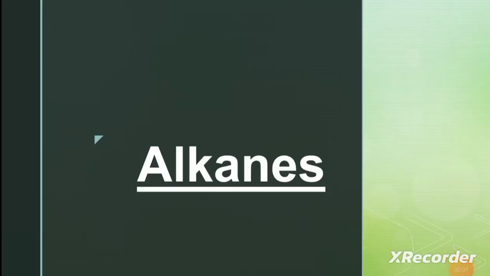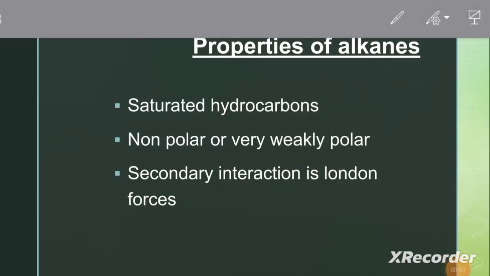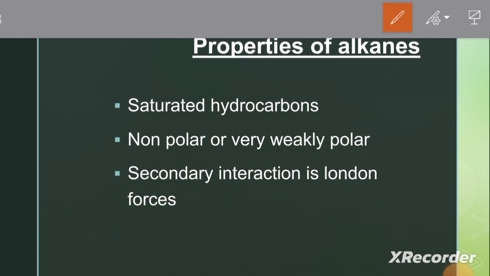Going to discuss the structure and properties of alkanes. Properties of alkanes. First of all, it is said that alkanes are saturated hydrocarbons. That means alkanes have the maximum number of hydrogen that can be bonded to a carbon atom. So we will compare an alkane and an alkene. Alkenes have double bonds between carbon and carbon, and alkanes have only single bonds between carbon.